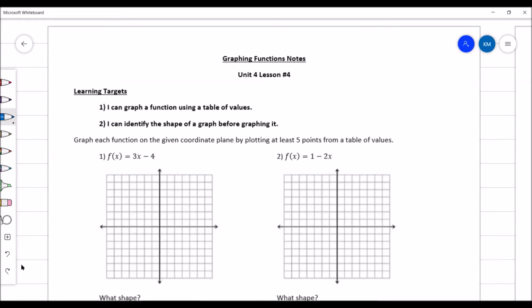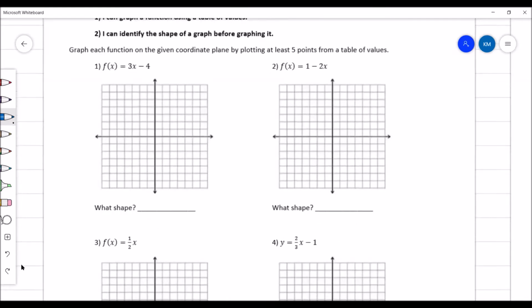So the first one says graph each function on the given coordinate plane by plotting at least 5 points from the table of values. Here, f of x equals 3x minus 4. Okay, so what we're going to do as we graph this is we're going to make a table of values. And so our table can be very simple. Just a T table. Okay, here's my X, here's my Y.